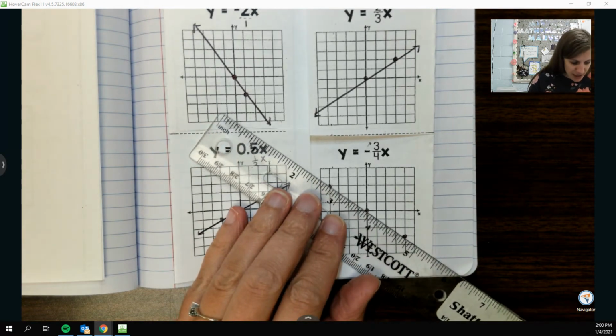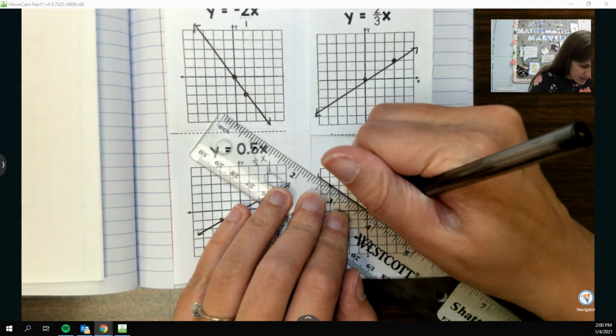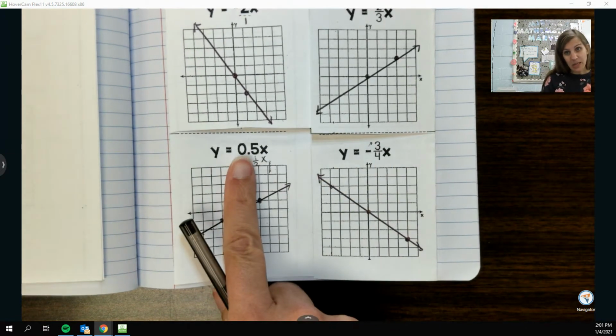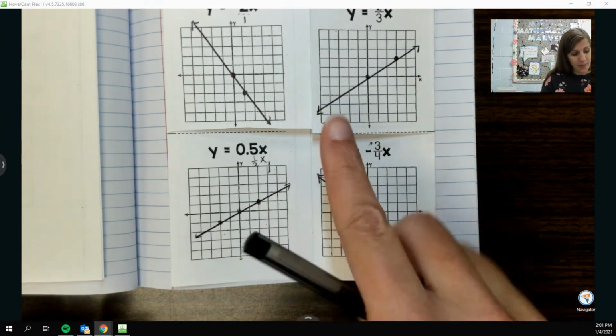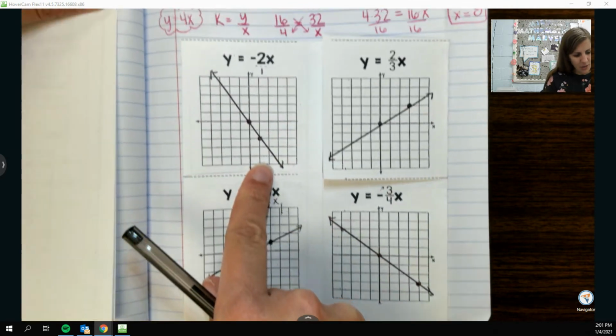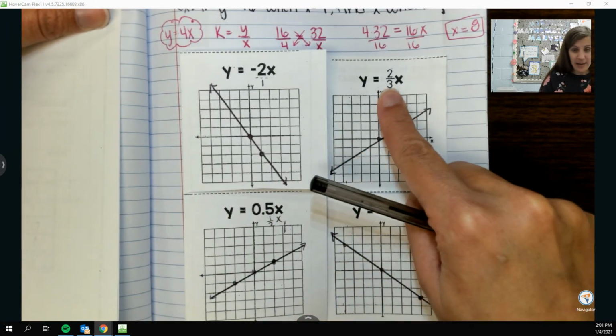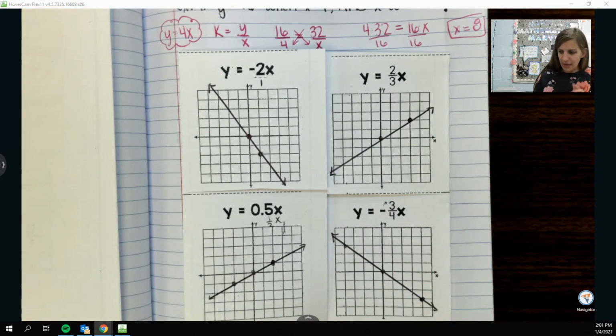And again, you want to make sure that all your slopes make sense. So that was a negative slope, and this is a going down line, so that makes sense. This was a positive slope, and it's going up. This one hopefully was a negative slope, and it is. And this is a positive line going up, and it's a positive slope, so that's super good.